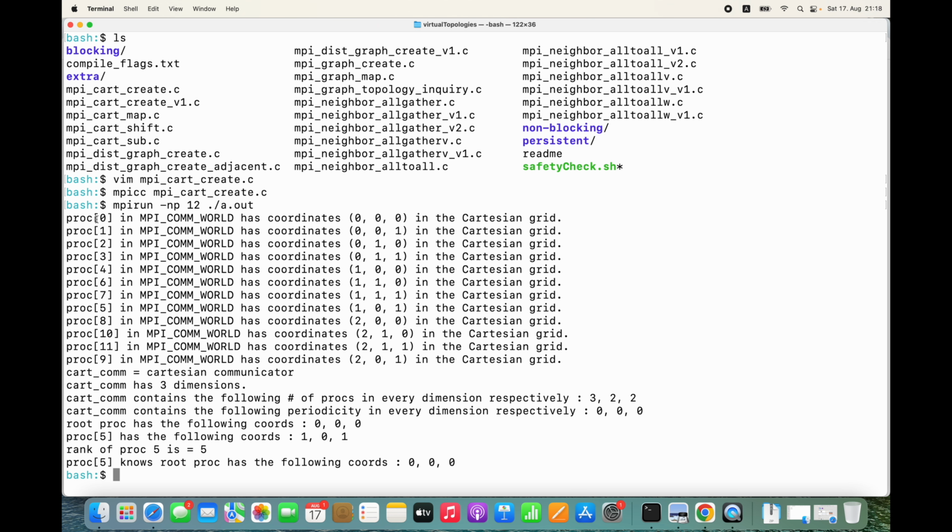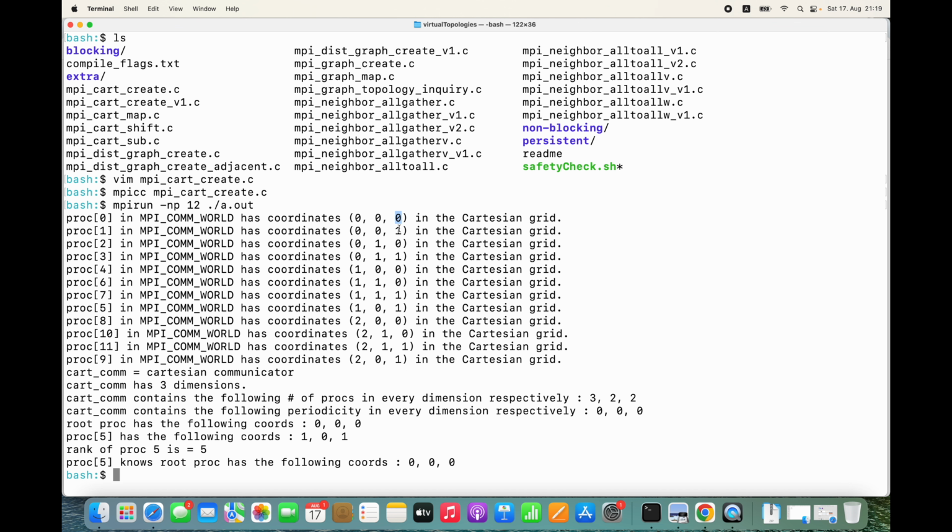And you see that proc 0 is also part of MPI comm world and has the coordinates 0, 0, 0. It's a three-dimensional grid. Process 1 is 0, 0, 1. And as you can see, the largest index for the first dimension is 2, which is 0, 1, 2. That is 3. And then the largest index in the second dimension is 1, as you can see in all of these processes. So this means we have 0 and 1, 2 dimensions.